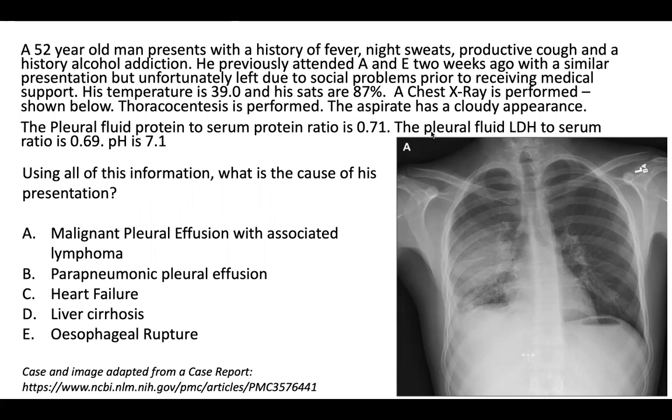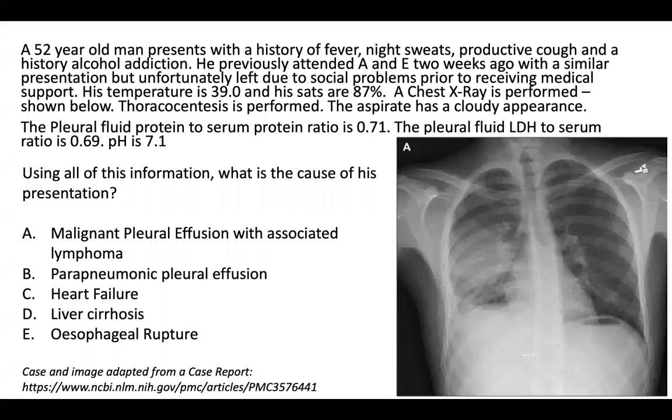Then we've got our ratio, and we know that this is an exudate because we apply Light's criteria. This is more than 0.5, so it fits on the protein criteria, and it also fits on our LDH criteria. So both of these, we're all thinking exudative. Again relating that, does that fit with what we're clinically thinking? Yeah, absolutely. If we've got a paraneumonic pleural effusion, it would be exudative.